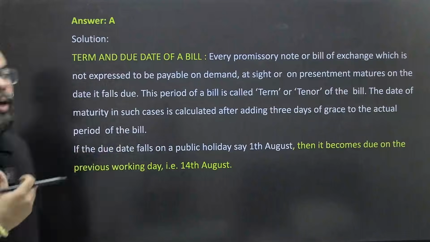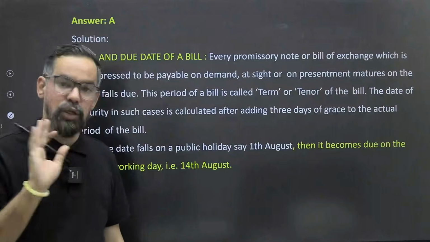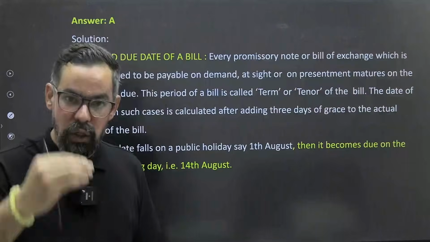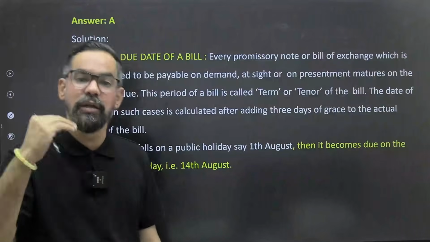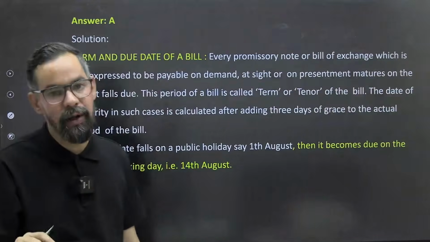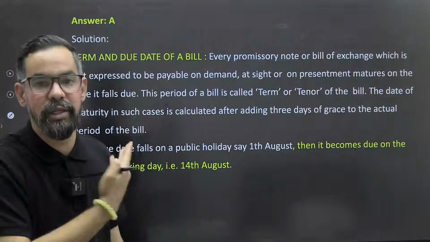So there is a grace period of 3 days in case of a bill of exchange. And if the due date falls on a national holiday, it will be payable a day before, on the preceding day, not the following day. You just have to remember that. Based on these two rules, this was the question.